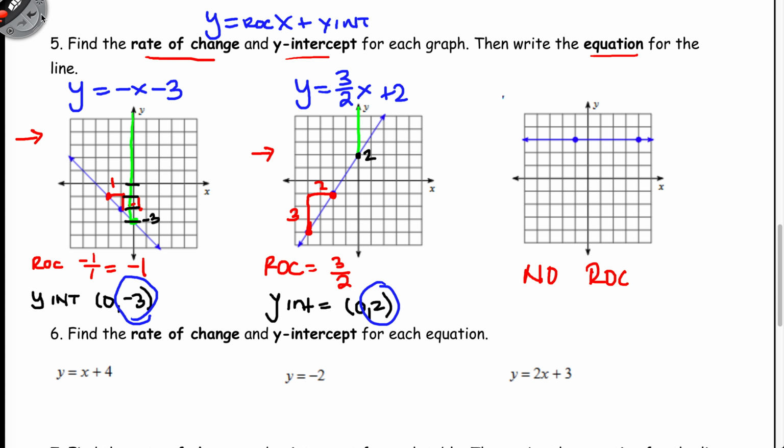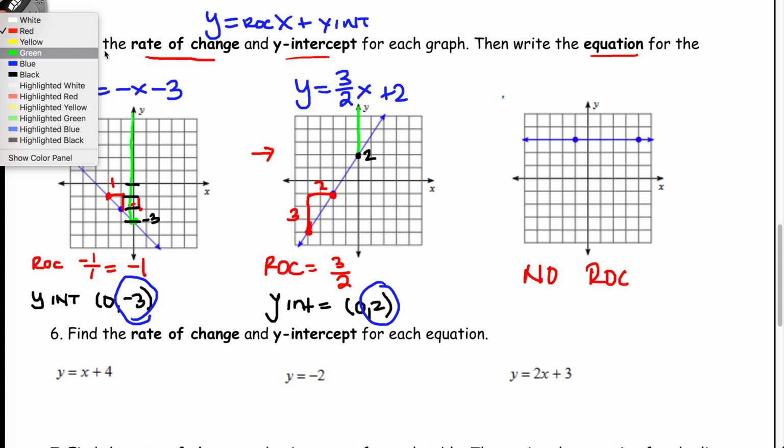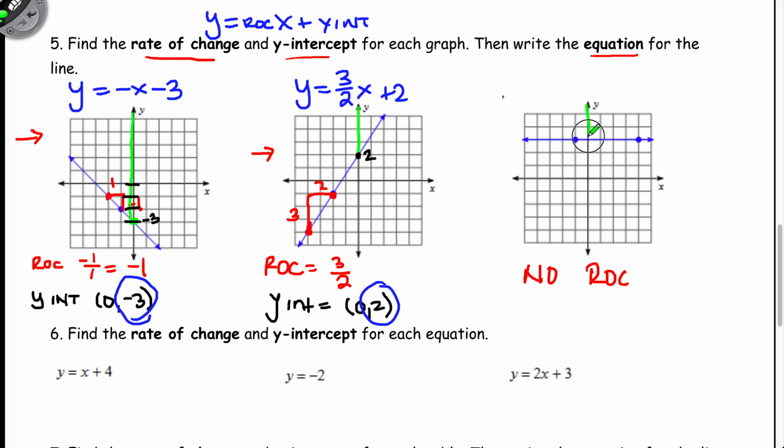And your y-intercept, if you go down the y line, hits right there. Well, what number is that? It is 0, 1, 2, 3. So my y-intercept is 0, 3. But when I go to write my equation, because there's basically no x, because there's no rate of change, my equation's just y equals 3.